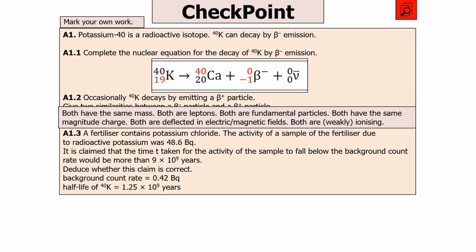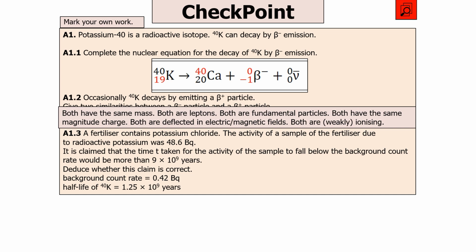Now we know that beta minus and beta plus are particles and antiparticles, they'll have the same mass, they're both leptons, they're both fundamental particles, they'll have the same magnitude of charge, they'll both be deflected in electric and magnetic fields, and they'll both have the same ionizing power.